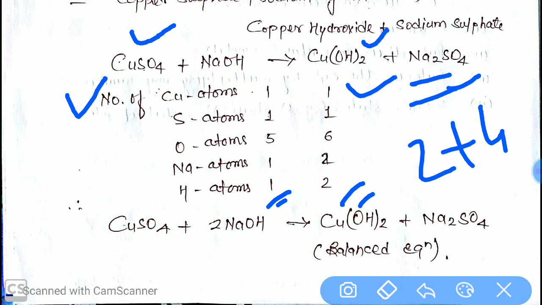So we have seen that there are three categories of atoms which are unbalanced in their values. To balance these equations we have to multiply by a suitable number. So we write the correct chemical equation as CuSO4 plus 2 NaOH, multiplied by 2 to balance it, gives Cu(OH)2 plus Na2SO4. This is the balanced chemical equation.